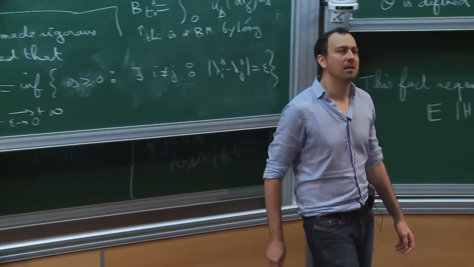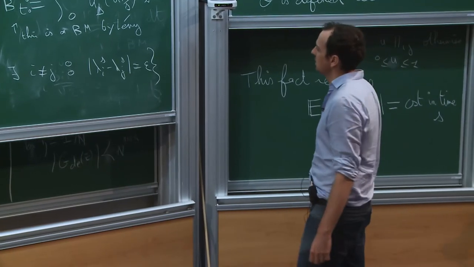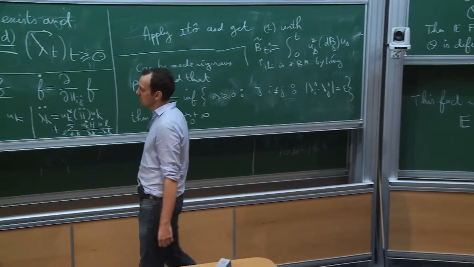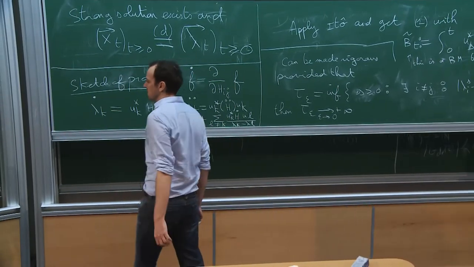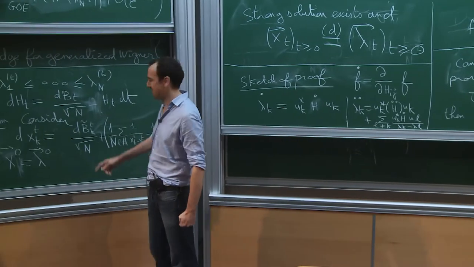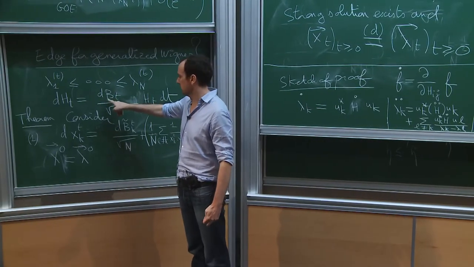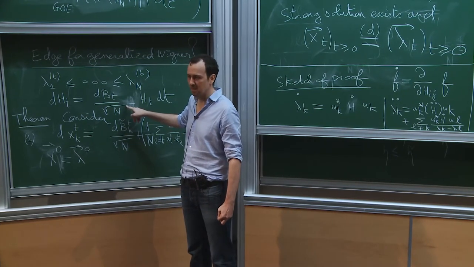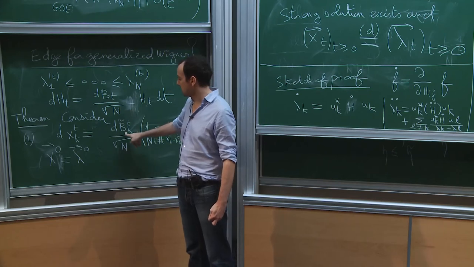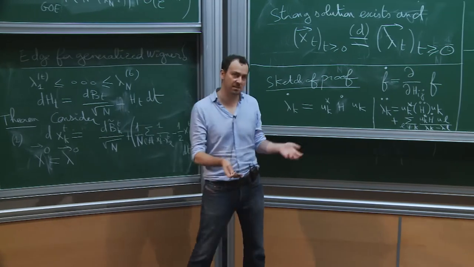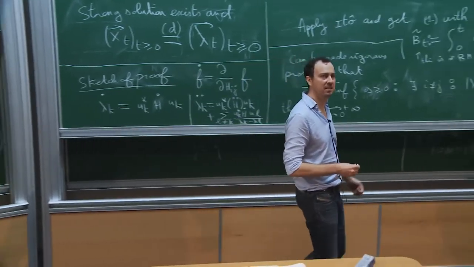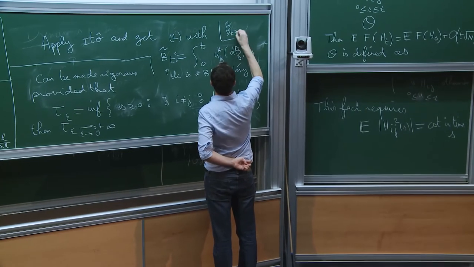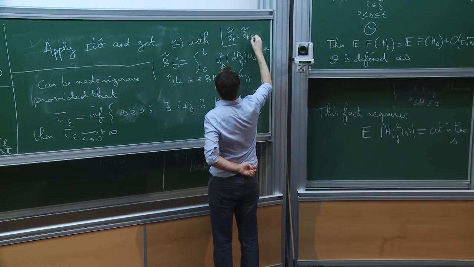Just a question about the dB. As a matrix, is it diagonal or not? No. It's symmetric, but not diagonal. I understand the confusion. So this dB really is a matrix here, right? That's my evolution of H_t. And it is not diagonal. But B tilde k is the kk entry of B tilde.